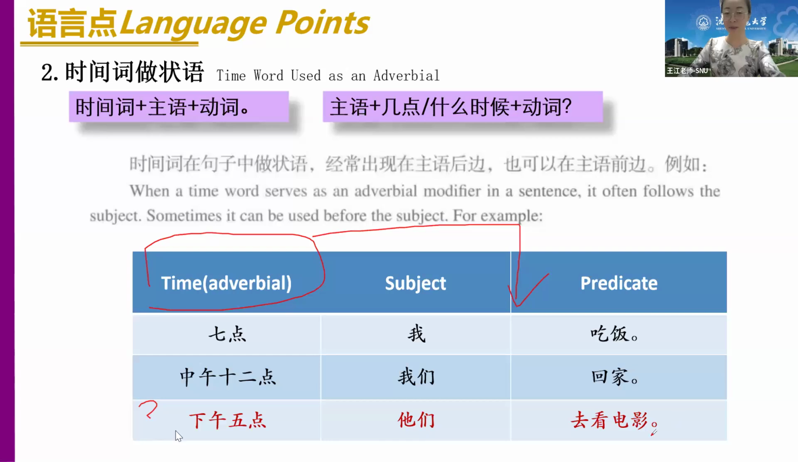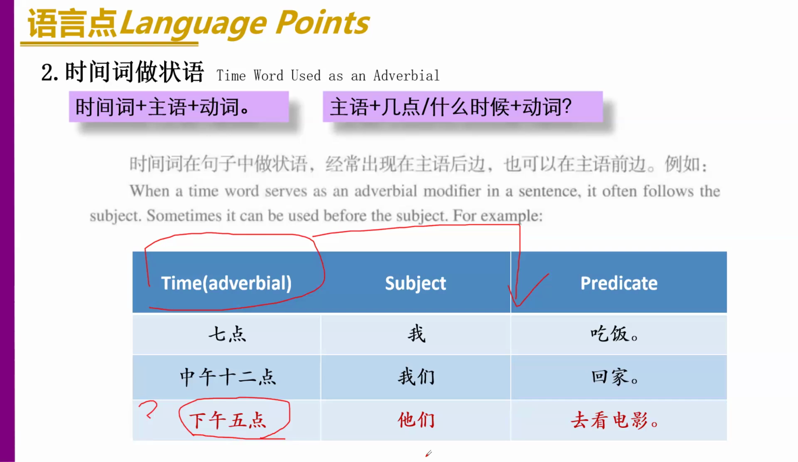Halima, can you answer this question? Mariam Siddiq, do you understand the grammar? So how to say this sentence in another way? 下午5点，他们去看电影。下午5点 is the time word. And the time word can be put before the subject or behind the subject. So what's the other way to say this sentence? Answer this question again. 老师 please repeat the sentence. 下午5点，他们去看电影。What's the other way to say this sentence?